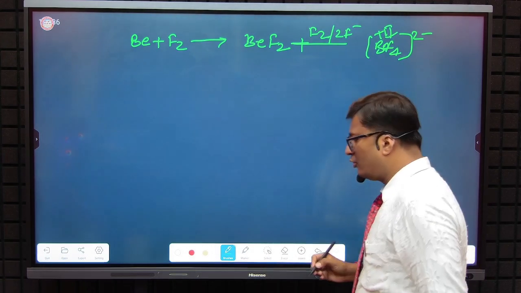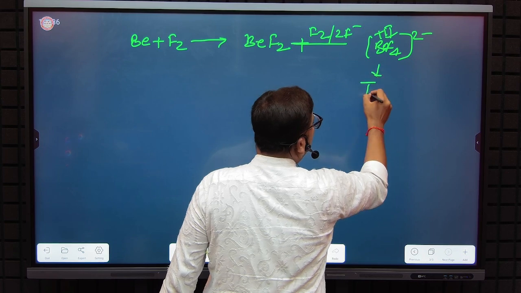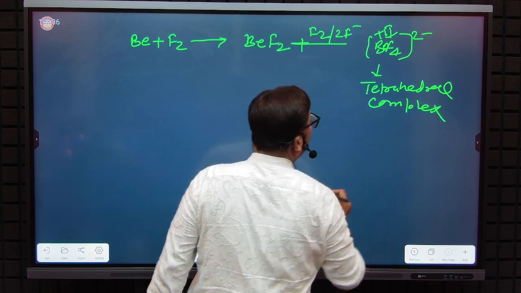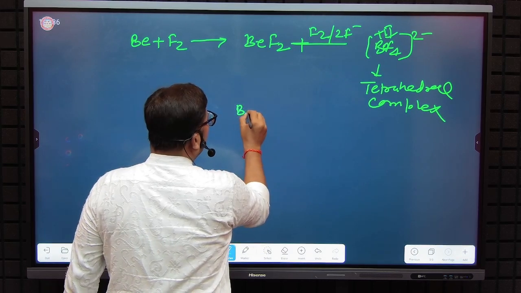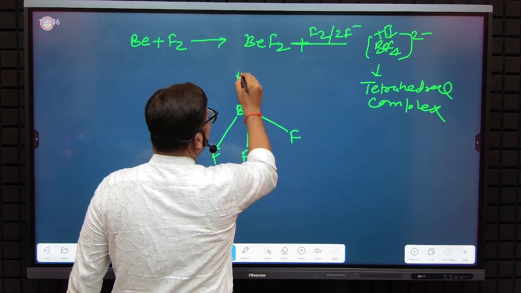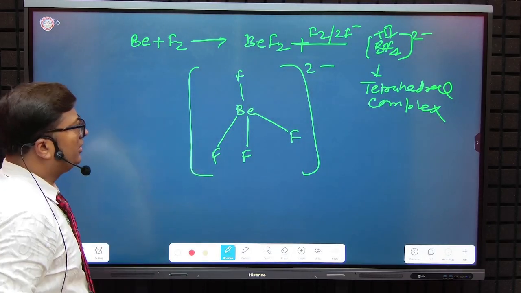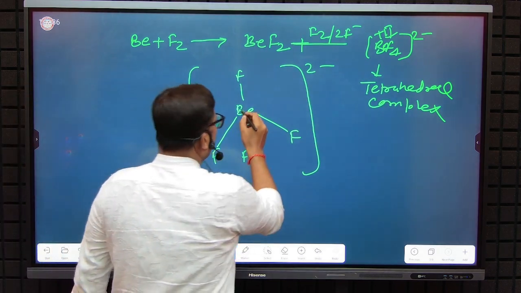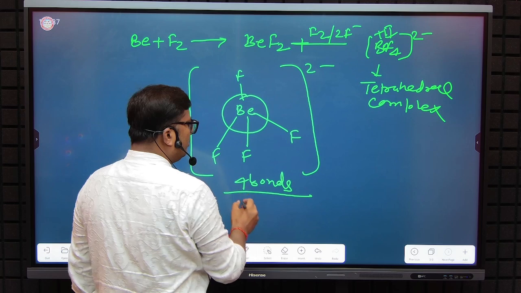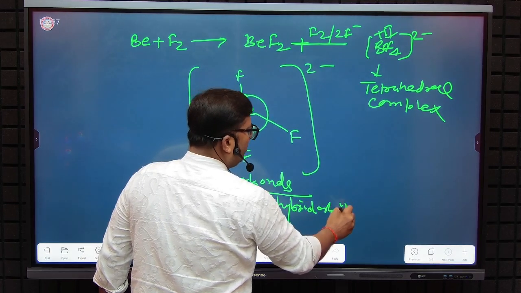The tetrafluoro complex of beryllium is actually tetrahedral. So BeF4 2- is a tetrahedral complex, which means it has a geometry like this: beryllium with a fluoride at each of four positions. This tetrahedral complex contains 4 bonds, and 4 bonds means this beryllium exists with sp3 hybrid orbitals, right?